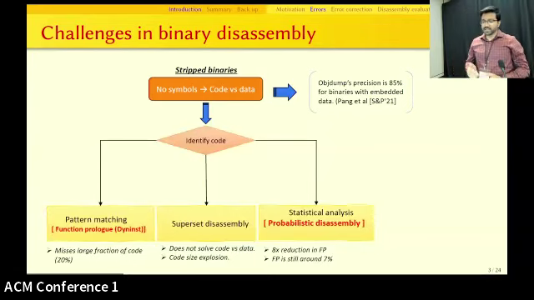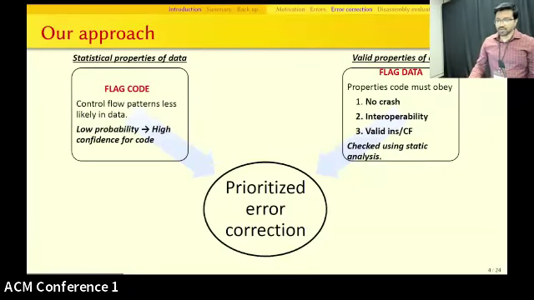Then we have probabilistic disassembly that uses statistical analysis on top of superset disassembly to reduce false positives. It achieves around 8 times reduction in false positives, but the false positive rate is still high, at around 7%. So our approach relies on 2 categories of properties.